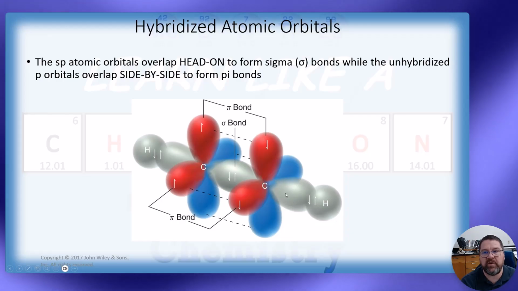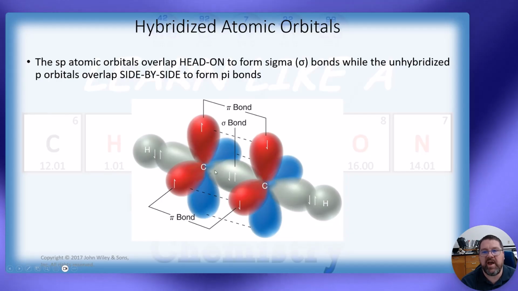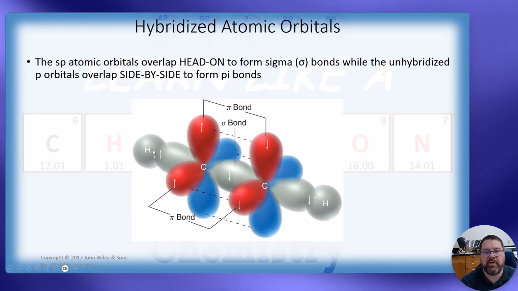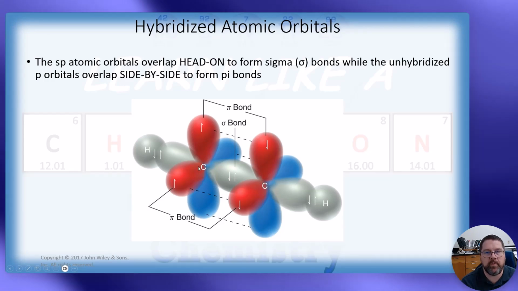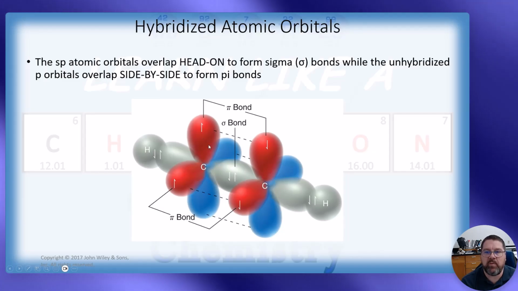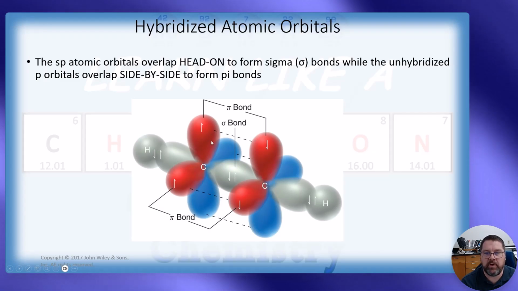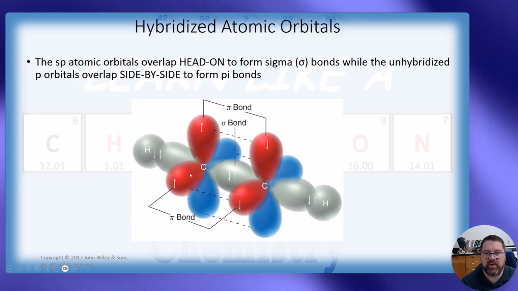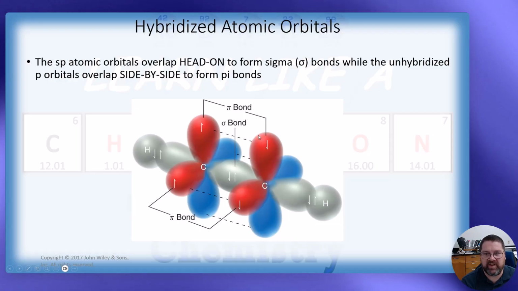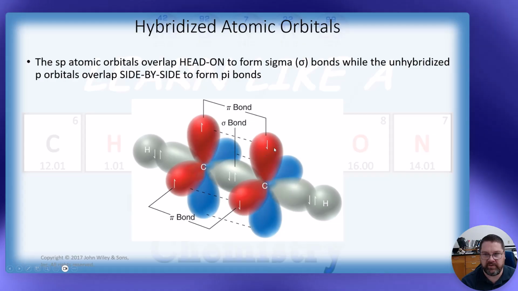And so if we look at the space filling model here, we can see that the sp orbitals on each of the carbons are overlapping end to end along the bond axis to form the sigma bond. The 1s orbital of the hydrogen is overlapping with the sp hybrid orbital of carbon to form a sigma bond on either end. And then the unhybridized p orbitals, one going vertically and the other one going in front and behind of the bond axis, are going to overlap sideways to form one pi bond here and then another pi bond in this direction.